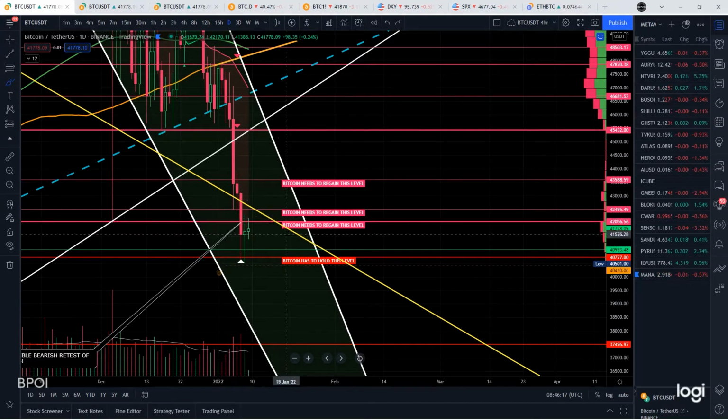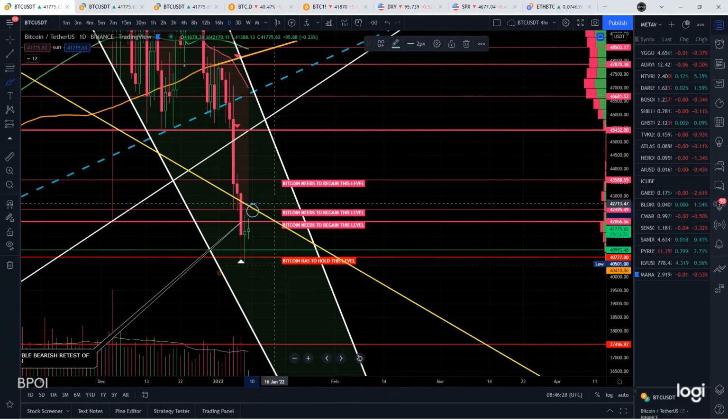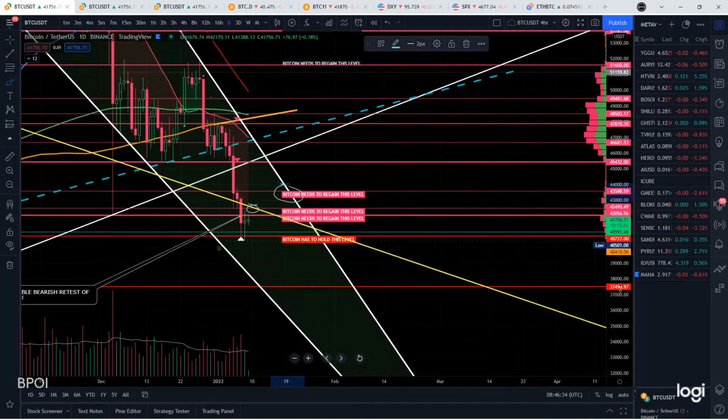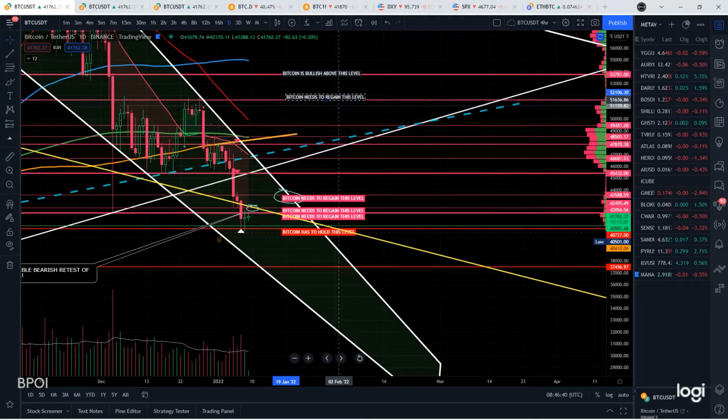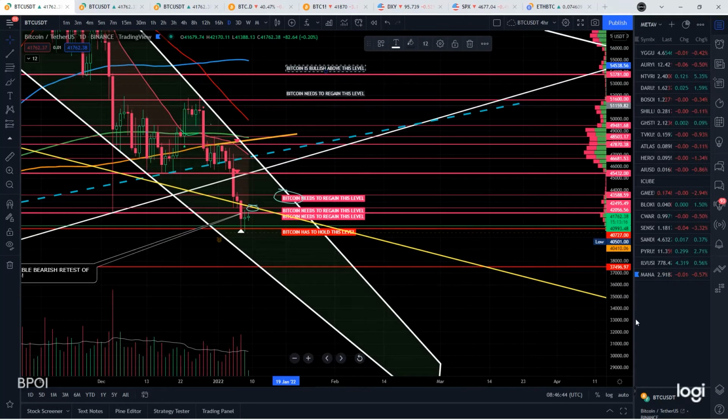Remember, we've got this yellow trend line, which is a long-term trend line. We need to treat that with respect as well, because that may act as resistance. 42,495 acting as a resistance. We've then got 43,588 plus this lower trend line acting as resistance. And then obviously we've got all the SMAs and everything else to take into account. Don't need to go through it again, just watch yesterday's video, but Bitcoin, as we keep saying, has a lot of work to do at the moment.